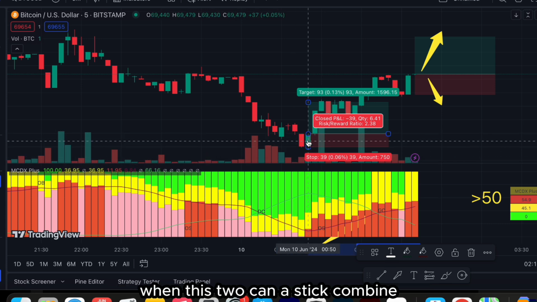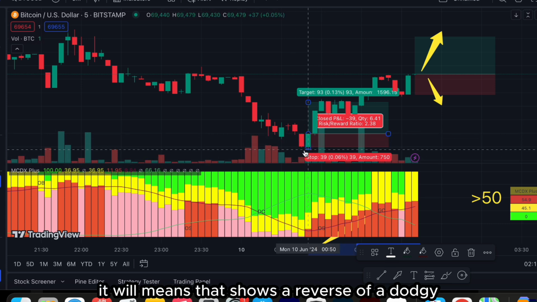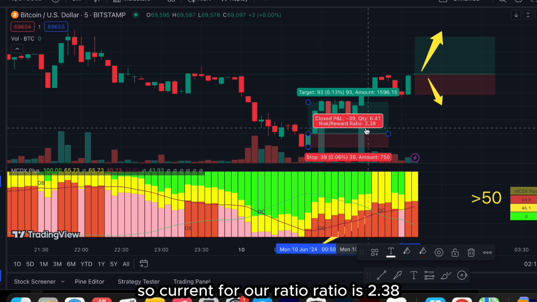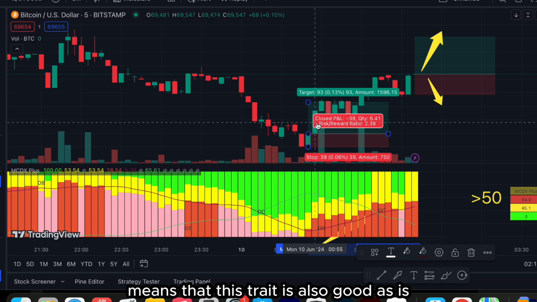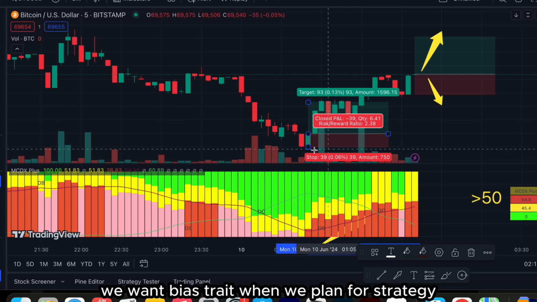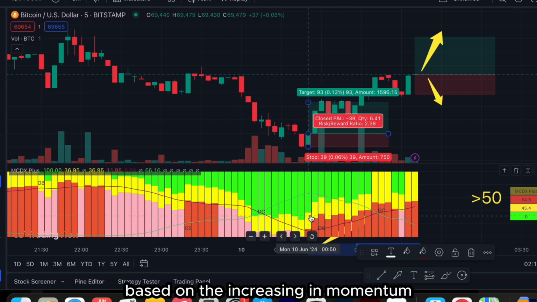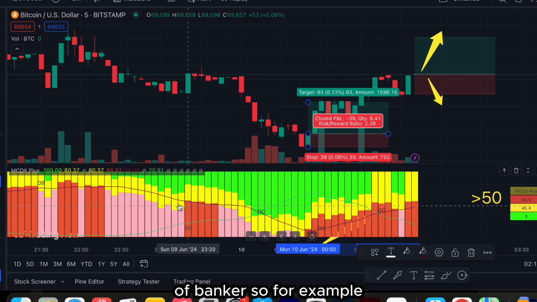When these two candlesticks combine, it means that it shows a reversal of a doji. You can read up on how to indicate a reversal in doji. So currently our risk reward ratio is 2.38, which means that this trade is also good as it is more than one, a reward-biased trade when we plan a strategy. So basically you can just plan a strategy based on the increasing momentum of banker.